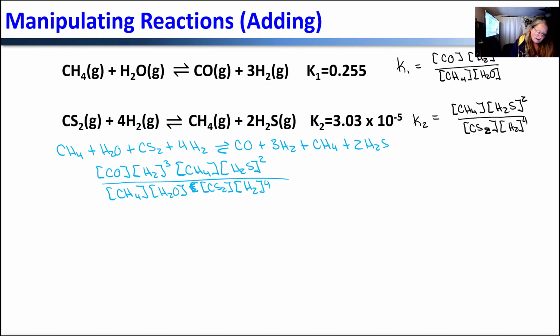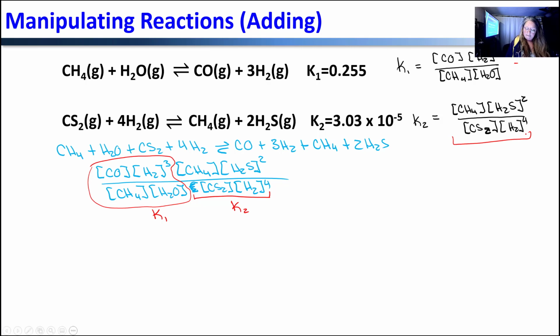If I look at what I have on this side, what I'll notice is this is just my K1. That's exactly what we have written here. And if I look over here, well, this is just K2 because it matches exactly what we have here. So when I add equations together, my equilibrium constant is just K1 times K2.